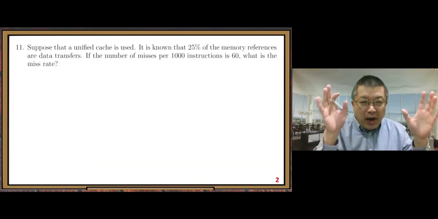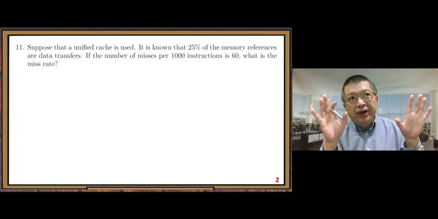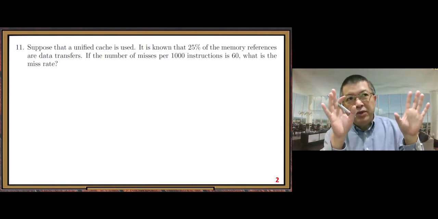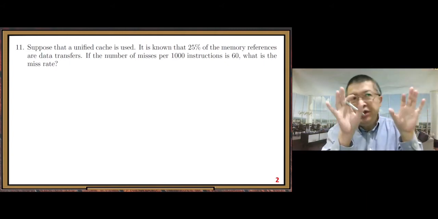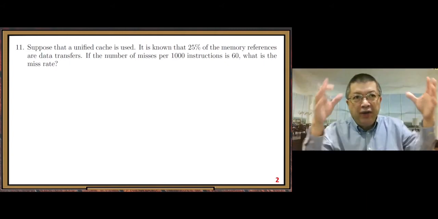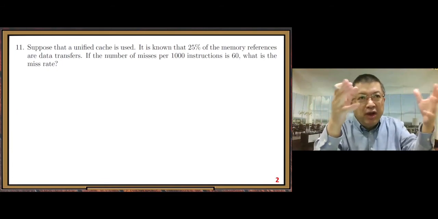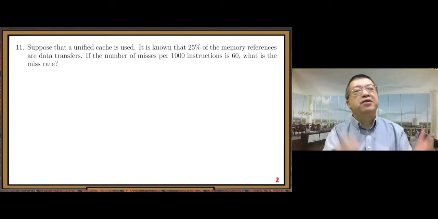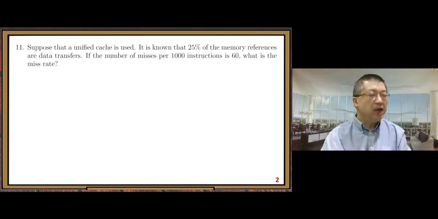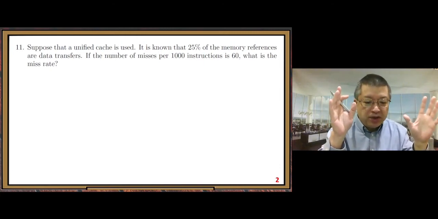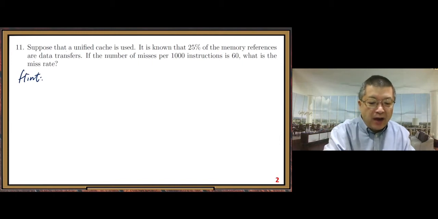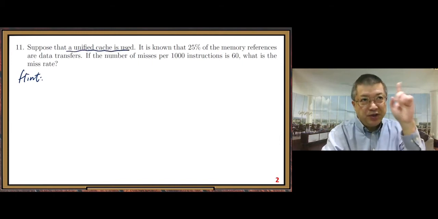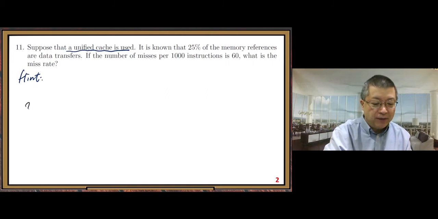Next one, number 11. A student asked me a question. I think there are several basic things you need to know. You need to connect those basic information pieces, then you can solve the problem easily. So let me point those pieces out. The hint here: suppose that a unified cache. So you know here it's a unified cache.